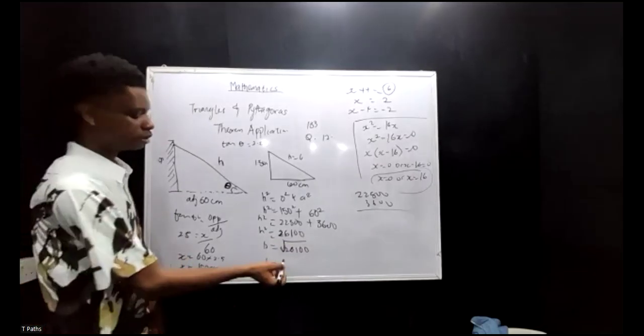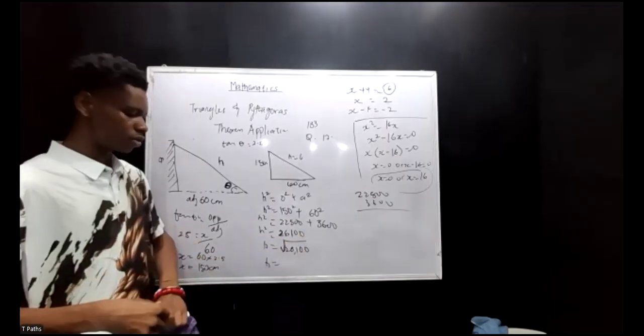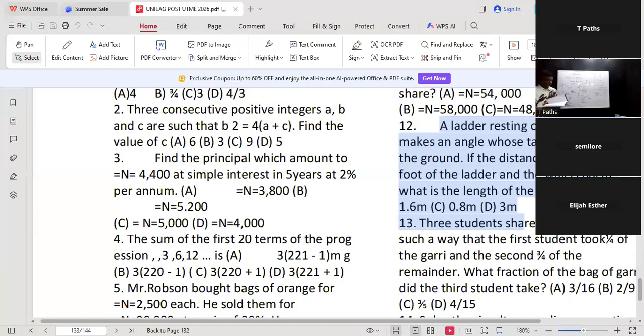centimeters. So you guys can use your calculator. Someone should tell me the result of the square root of 26,100. 161.55. All right. So 161.55 centimeters.